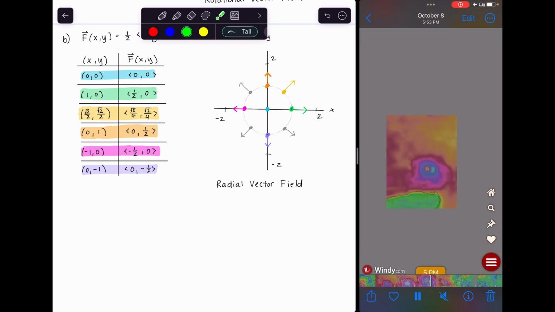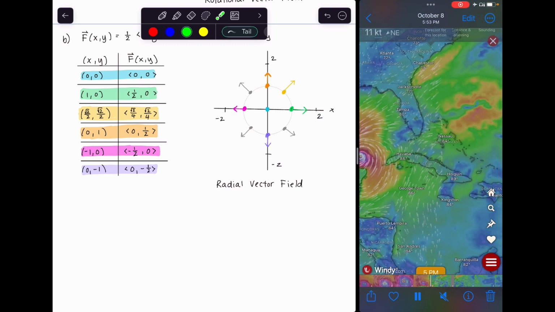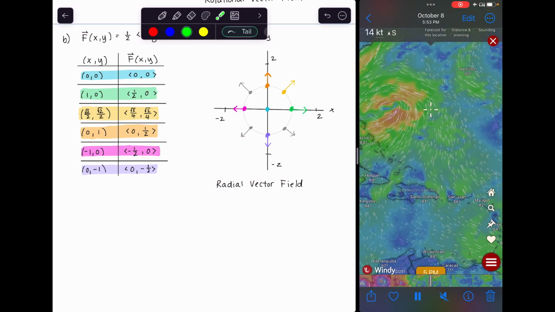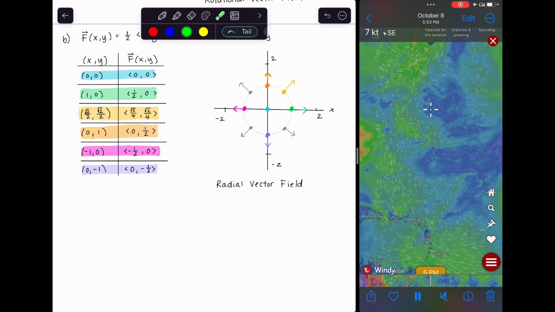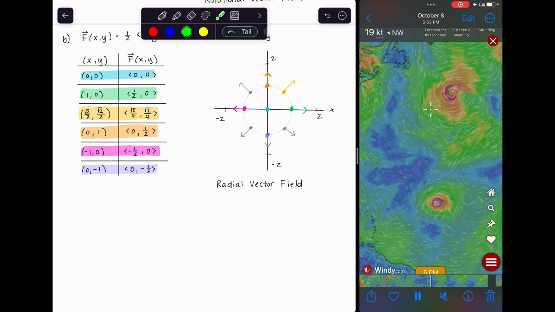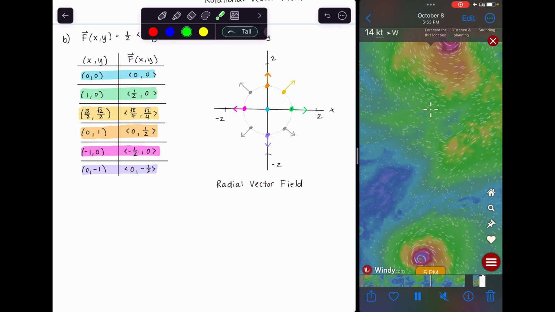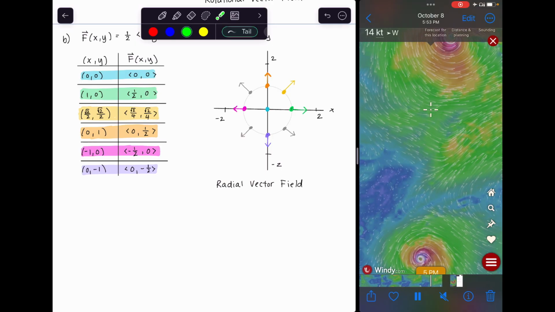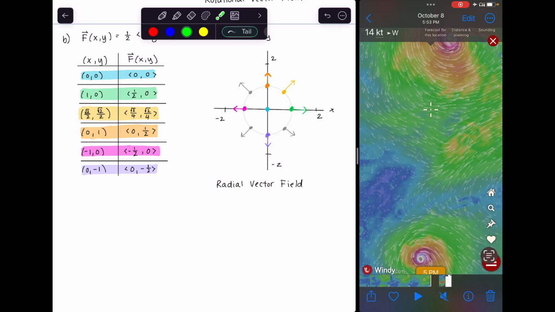And then the closer you get to the eye, you can see those different magnitudes of the wind forces there. As you go around, then there's not as much wind going on in other directions, so you can see all the vectors there are really small.